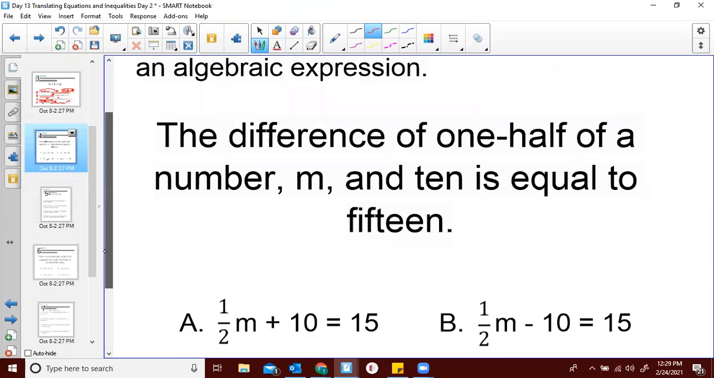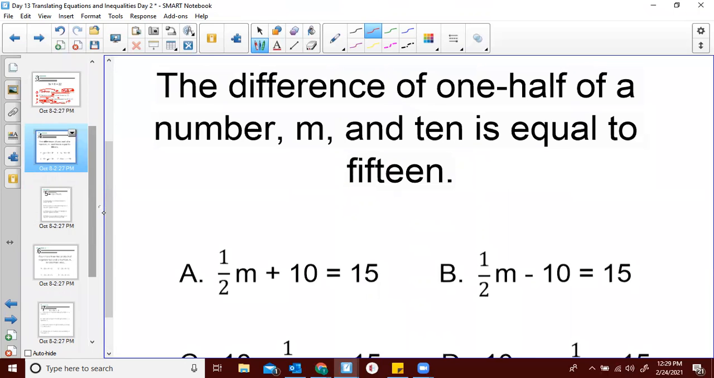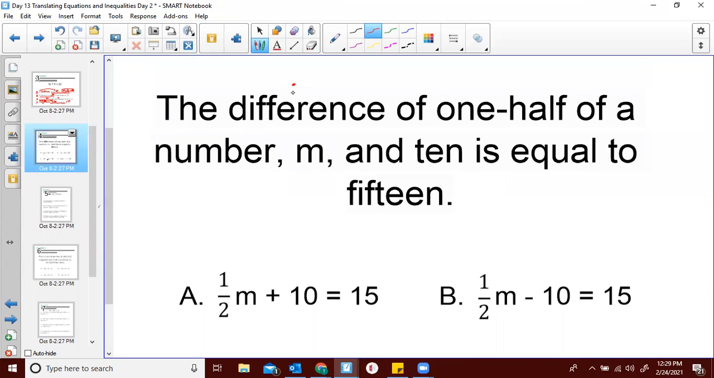All right, this is the one where I think you guys do a lot better. It's going from verbal to algebraic, especially in the multiple choice platform. So the difference of 1/2 of a number m and 10 is equal to 15. So the difference, right, so it's going to be subtraction of 1/2 of a number m, this is going to be my m, and 10 is equal to 15.